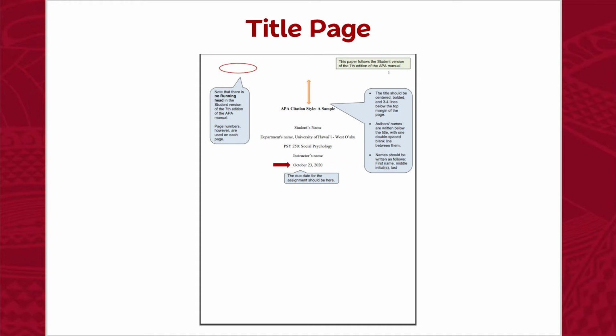If you're familiar with older editions of APA, you might be wondering about the running head. Note that the running head is no longer recommended in the 7th edition of APA for student writing. Page numbers, however, are still required in the top right corner of each page.